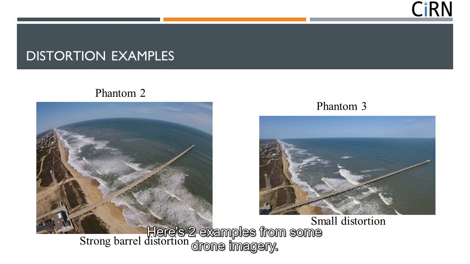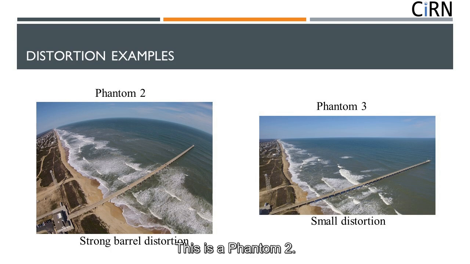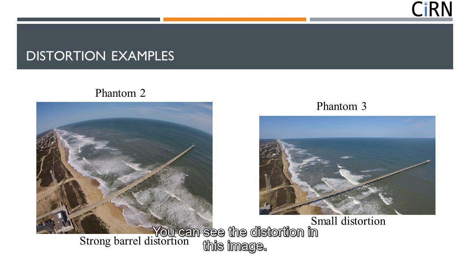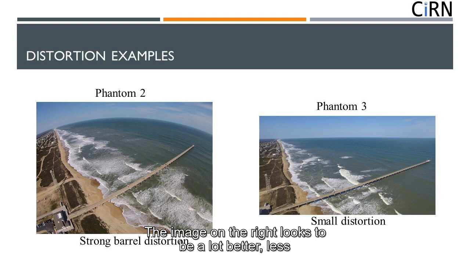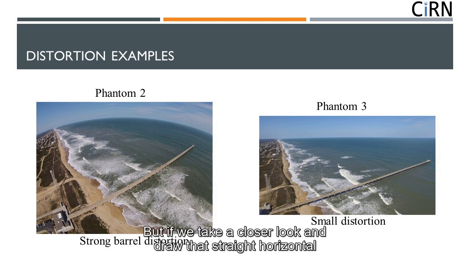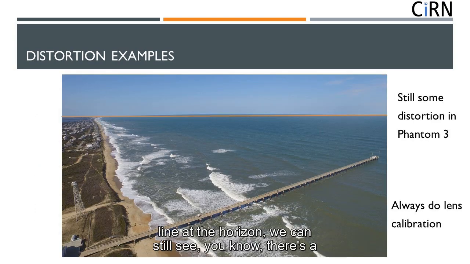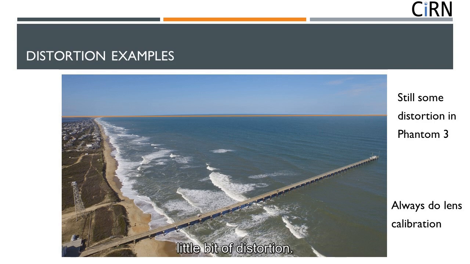Here's two examples from some drone imagery. This is a Phantom 2. You can see the distortion in this image, really strong barrel distortion. When you look outside, the horizon should be straight. The image on the right looks to be a lot better, less distortion. But if we take a closer look and draw that straight horizontal line at the horizon, we can still see there's a little bit of distortion. Just for good best practice, we always want to do a lens calibration, and we want to measure for any kind of distortion that there might be, even if you think you have the best camera in the world. So that's what we're going to learn about here.